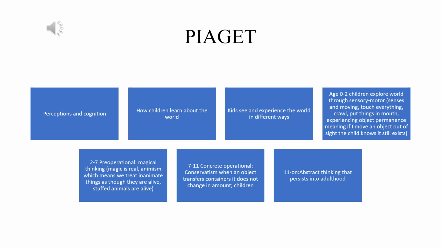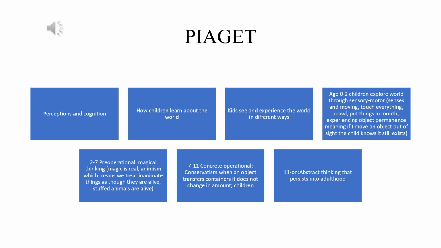Then we move 2 to 7 into the preoperational stage, and this is where children usually have magical thinking. They believe magic is real. They make inanimate objects seem like they are alive, such as having their favorite stuffed animal that the child cannot sleep without because the child's worried that the stuffed animal will be lonely. 2 to 7 is also a great time to take your kids to Disneyland because they believe in magic and it's just so magical for them, and they have a fabulous time.